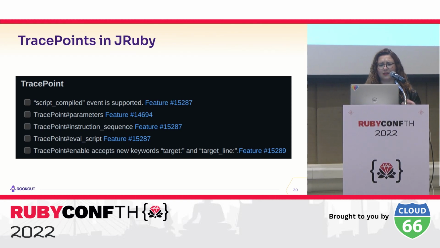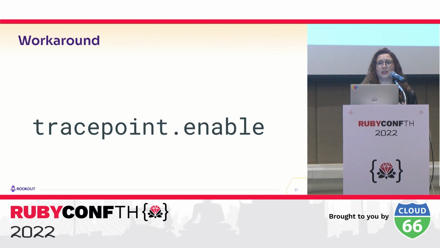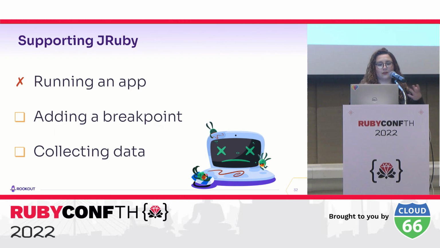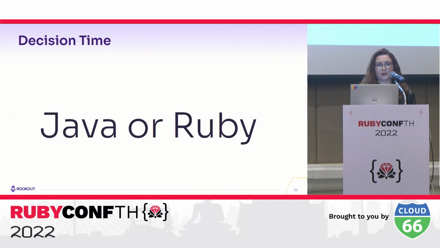I will say that as a workaround, I could just trace point enable without any parameters and place a breakpoint on every single line. It will really impact performance, and since we are running in production, I didn't really want to do that. So I kind of went back to the drawing board. I was like, okay, I can't run this app with Rookout attached, so let's go back to the decision and choose Java.